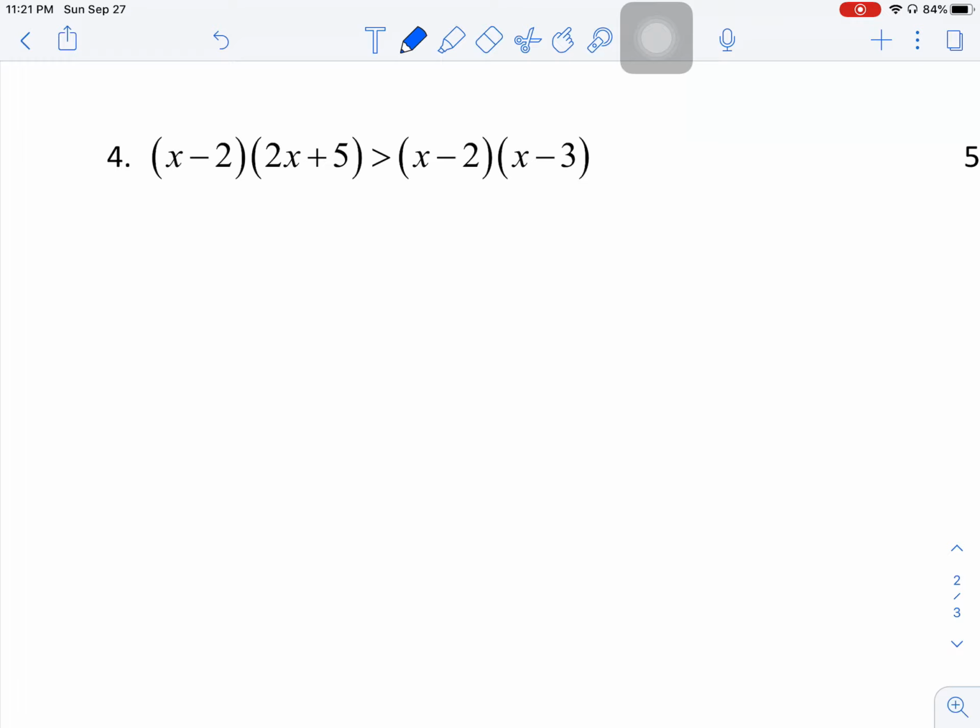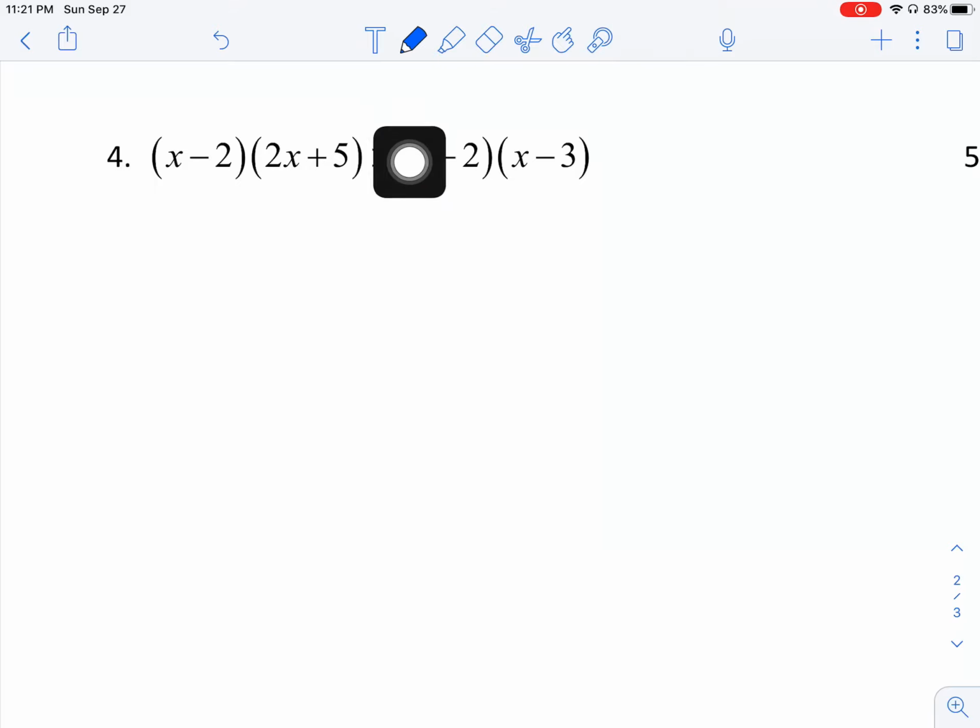Problem number 4, it's a special kind of treasure. We've got the left side of some kind of quadratic that's in factored form. We have the right side of some kind of quadratic that's in factored form. And unfortunately, while I normally like factored form, I'm going to need to unfactor this. I'm going to need to multiply it out because this is not in standard form. And so it's really difficult to find the critical values when it's not in standard form. And so we're going to need to do some multiplication here.